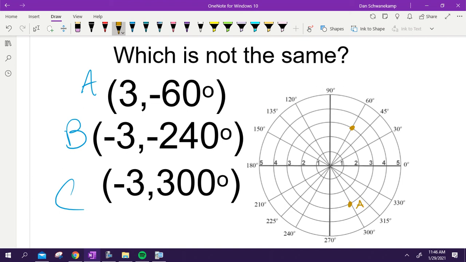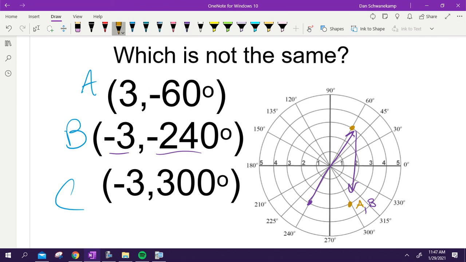Show me with your fingers which quadrant (-3, -240) is going to fall into. It would fall in the 4th quadrant because if I started right here, I have a negative radius, so I would ride the line. And then I have a negative angle, so then I would flip across. So A and B are in the same spot. So if A and B are in the same spot, it's because C is not here.